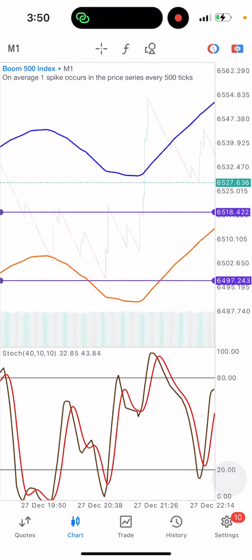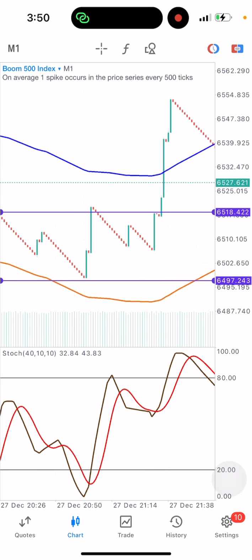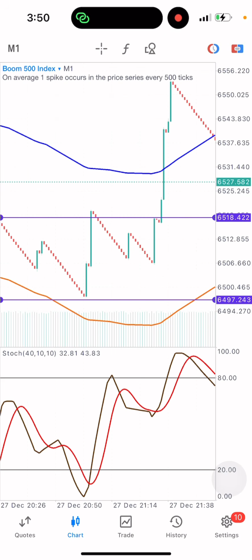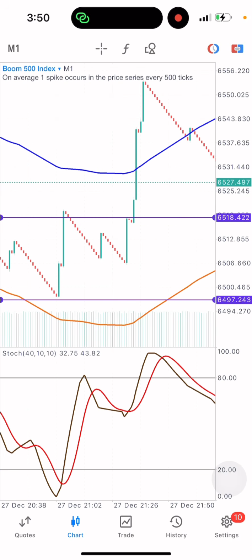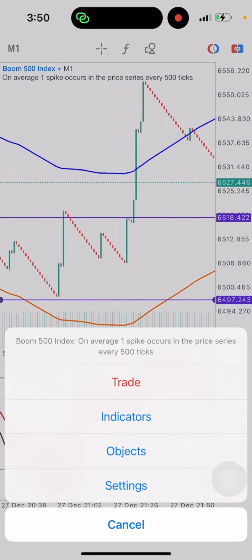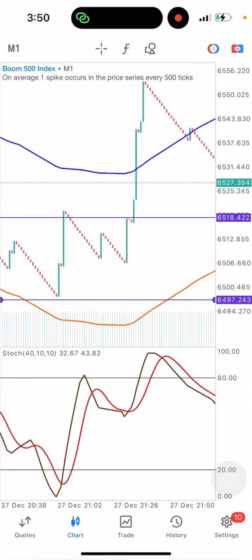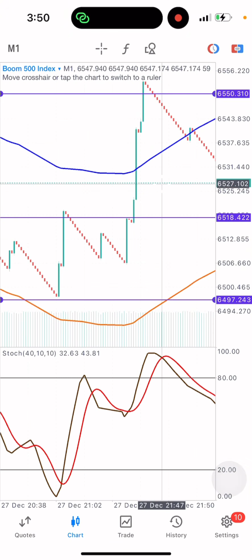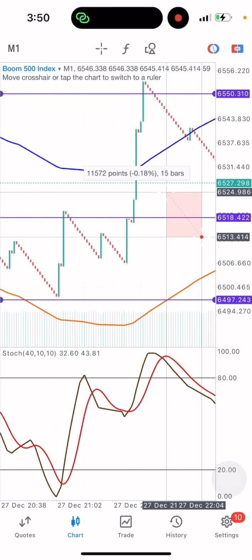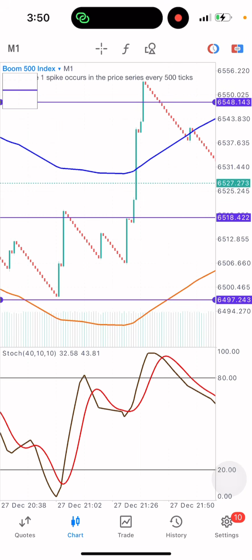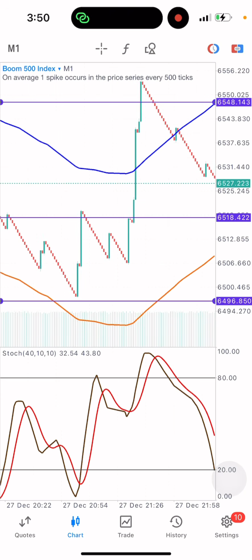Then your take profit is going to be a crossover of the stochastic oscillator above the level 80. So your take profit is going to be somewhere here. Let me see. Your take profit is going to be somewhere there like that.